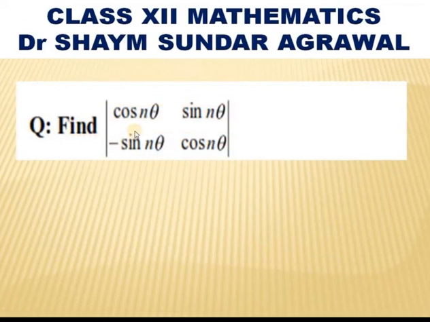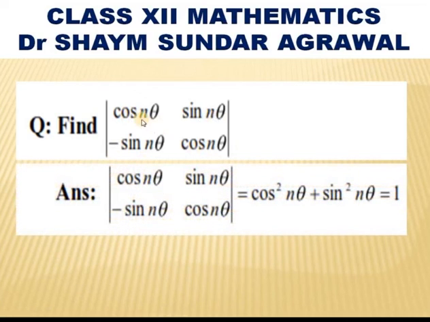Similarly, let us find out the determinant of cos n theta, sin n theta, minus sin n theta, cos n theta. So, its determinant is cos n theta into cos n theta is cos square n theta, minus of minus sin n theta into sin n theta is plus sin square n theta, and we know cos square theta plus sin square theta is 1. So, cos square n theta plus sin square n theta also equals 1. So, the determinant of this is 1.